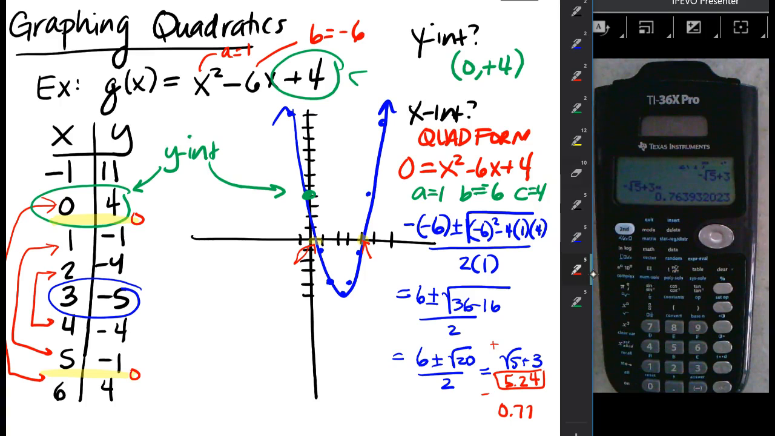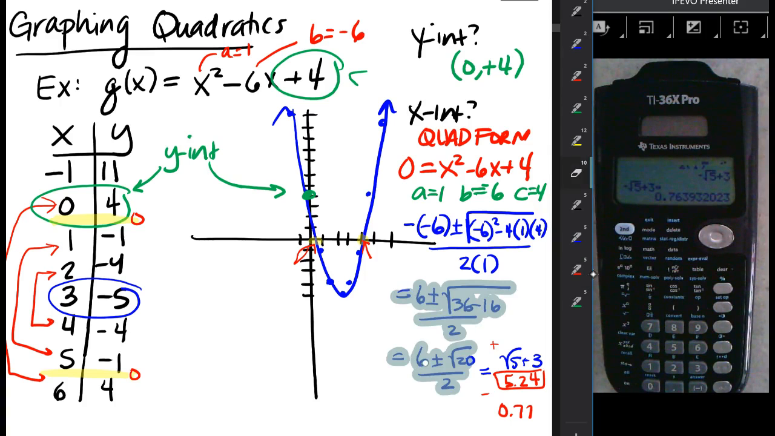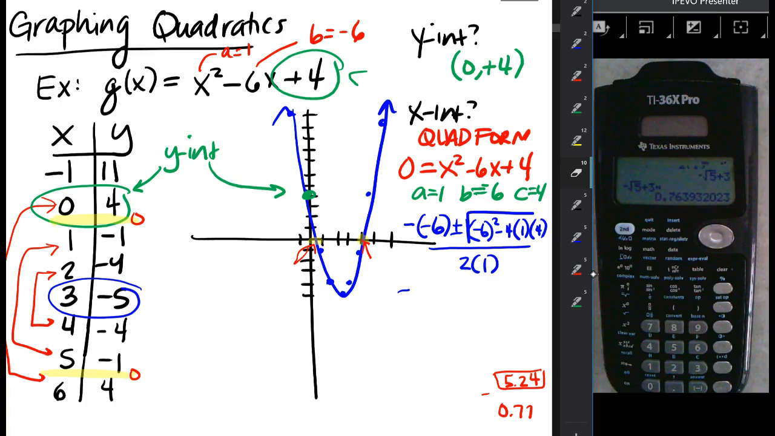So I'm going to erase some of the stuff I have here and rewrite these two answers we just got as ordered pairs. So once we use the quadratic formula, we found that our x-intercepts were negative, oh, not negative, my goodness. Thank God I had that graph there to keep me sane. 0.77, 0, and 5.24, 0.